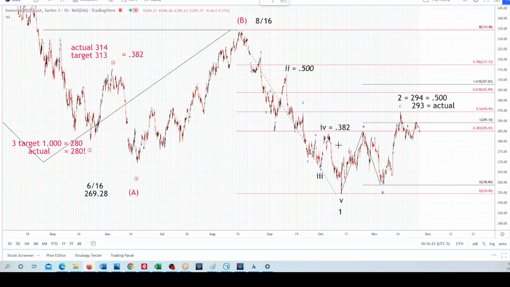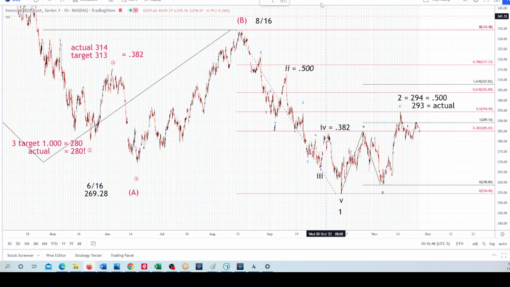Okay, so here we go. We've got an ABC up. Our 382 target there was 285 and the 50% was 294 and it hit 293. We're going to watch this really closely from here. You can see our other targets there where C equaled A at 289 and it equals 1.618 above at 307. So that's what we're looking at here.